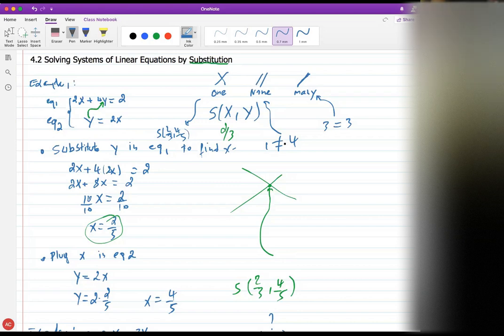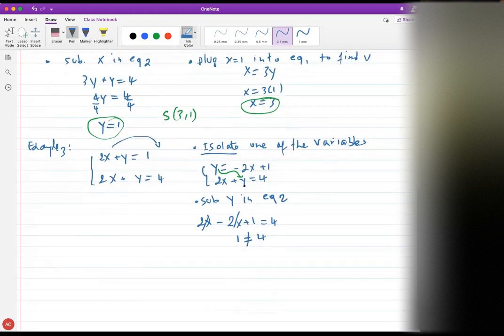But if you end up with, instead of this statement, a valid statement like this, no x, no y, just a number equals a number, that's when you know that the lines overlap. So basically you have many solutions. So our case here is basically, like I said, no solution. Parallel lines.